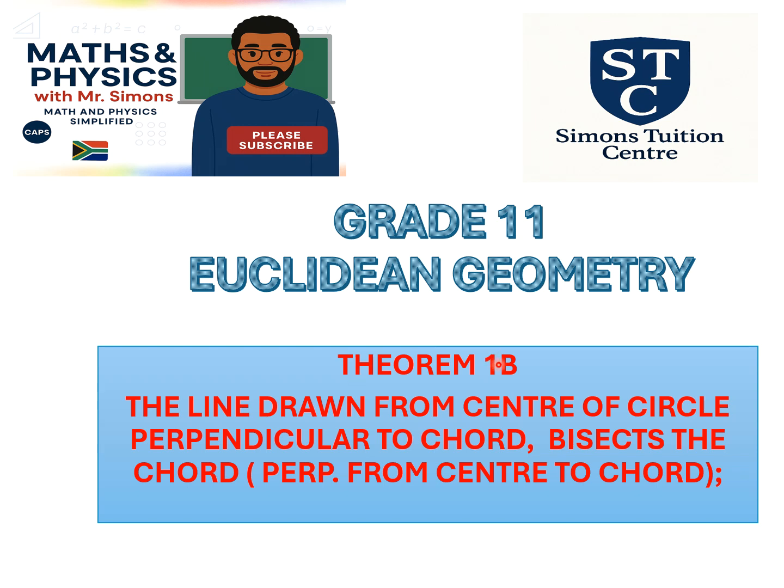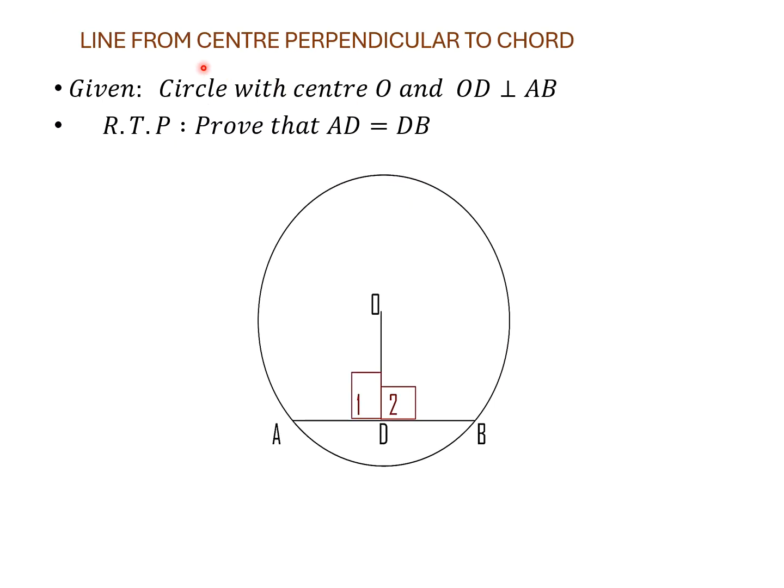Theorem 1b goes as follows. The line drawn from the center of a circle, perpendicular to a chord, bisects the chord. So they say perpendicular from center to chord. The previous one was midpoint of chord. So line from center, perpendicular to chord.